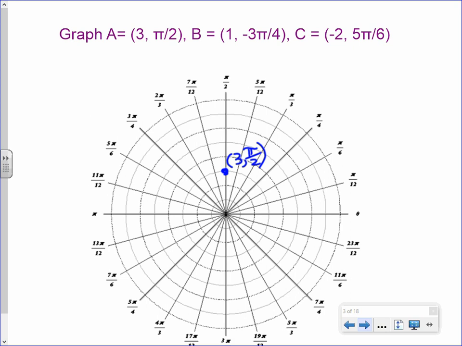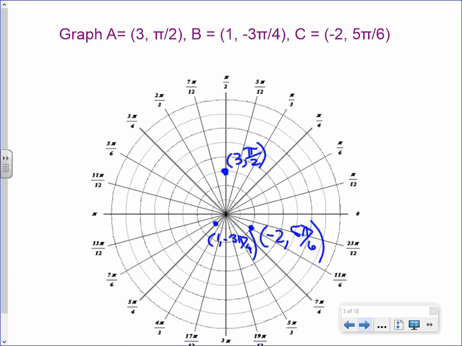So help me out. 1 comma negative 3 pi over 4. Rotate to negative 3 pi over 4, and then where would we move? Forward 1. All right, negative 2 comma 5 pi over 6. Where's 5 pi over 6? Okay, and then we would move backwards 2. Negative r means we are going to move backwards.